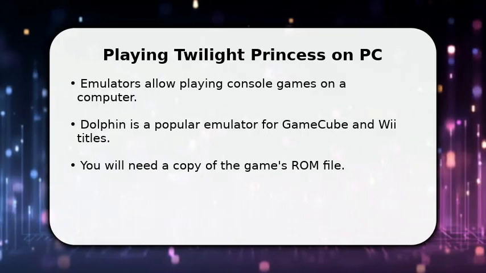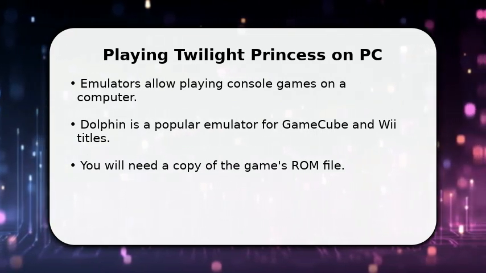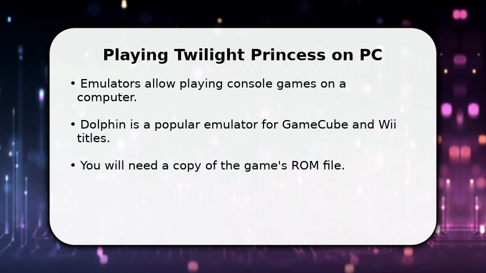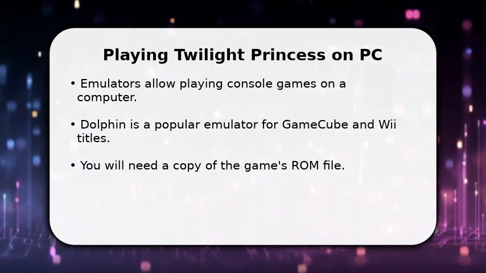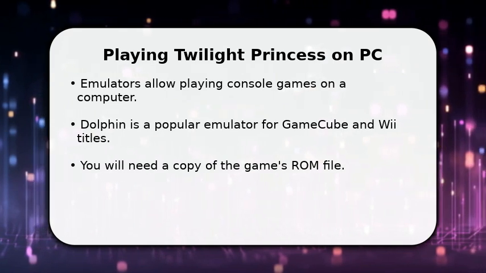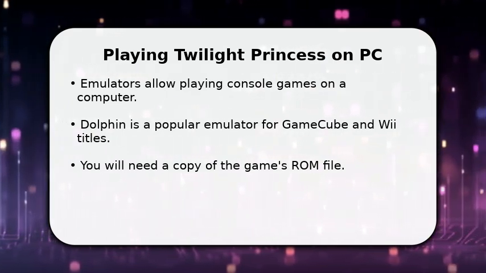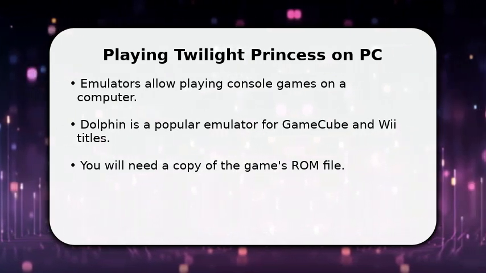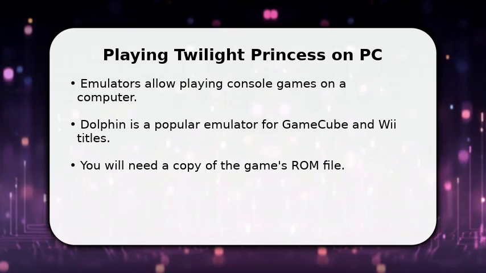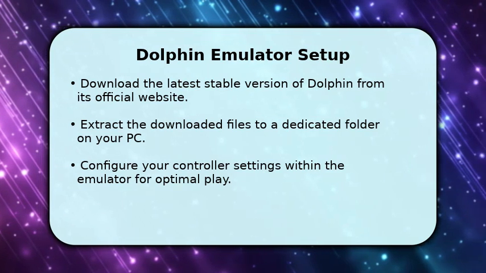In this video, I will explain how to play The Legend of Zelda, Twilight Princess on your PC. First, understand that emulation allows your computer to mimic a console, letting you run its games. Dolphin is the go-to emulator for both GameCube and Wii titles, offering excellent compatibility. To get started, you'll also need a digital copy of the game, often called a ROM file, to load into the emulator. Setting up Dolphin is straightforward.